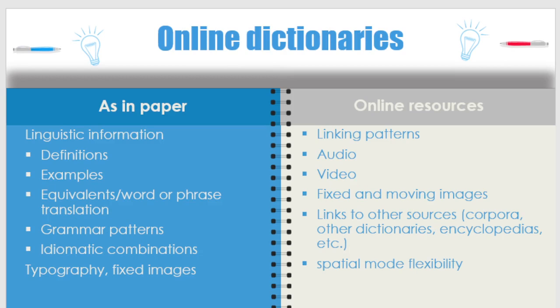So when we work with online dictionaries, we can work with all the possible linguistic information that we have in paper dictionaries, but also other resources such as audio, video, moving images, links to other sources that we may find in online resources. Why is the idea of multimodal lexicography important?